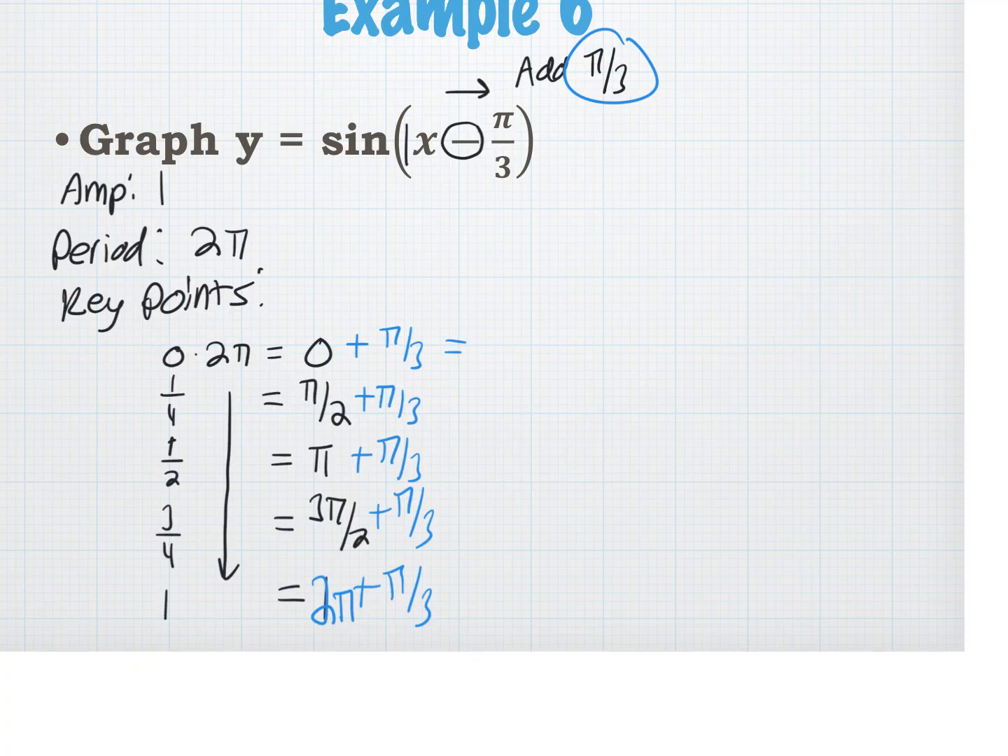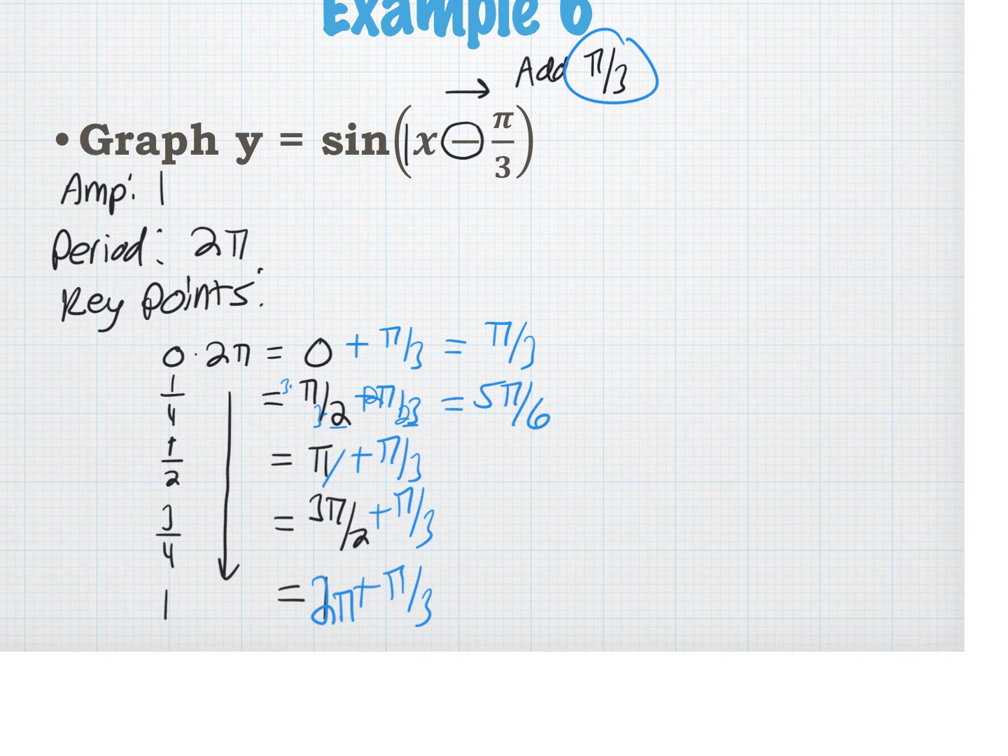0 plus 2 pi is just pi over 3, all right? Pi over 2 plus pi over 3, you need a common denominator. Between 2 and 3, it's going to be 6, right? So you're going to do times 3 times 3, and then times 2 times 2. So you get 3 pi plus 2 pi, which is 5 pi over 6, all right?